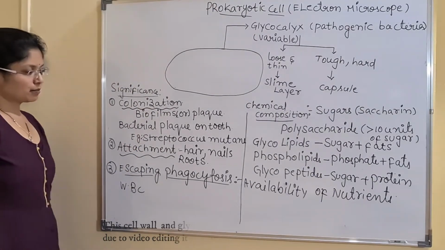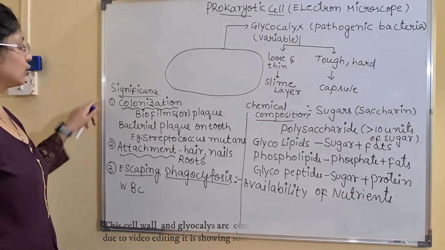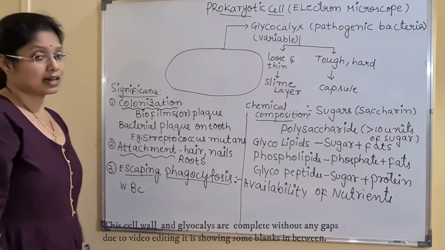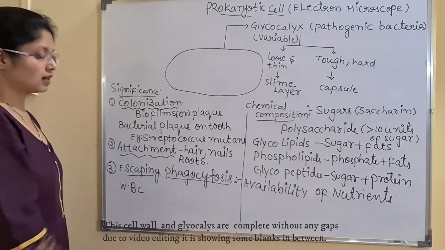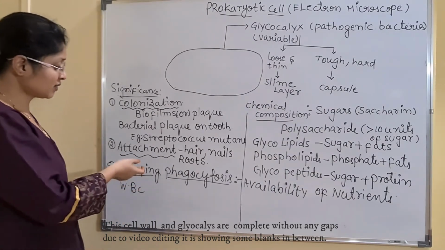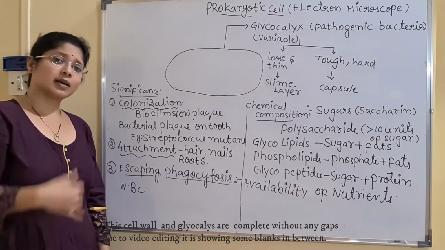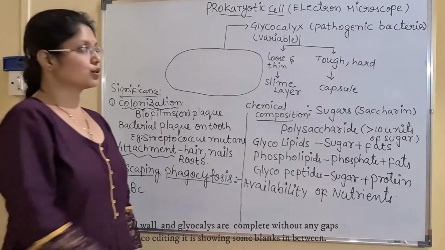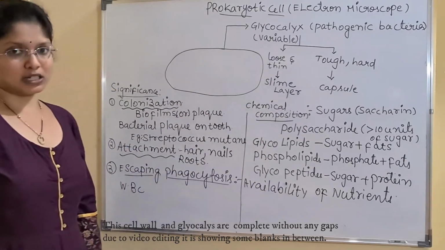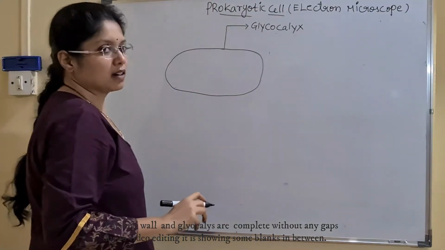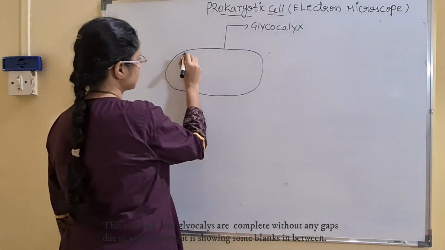So all these three important points you have to note down. What is the significance of glycocalyx? One is colonization, second is attachment, and third is that they help the bacterium escape from the immune system or phagocytosis. Okay, so this is regarding the first important component. And coming to the second one, cell wall. The second component is the cell wall.